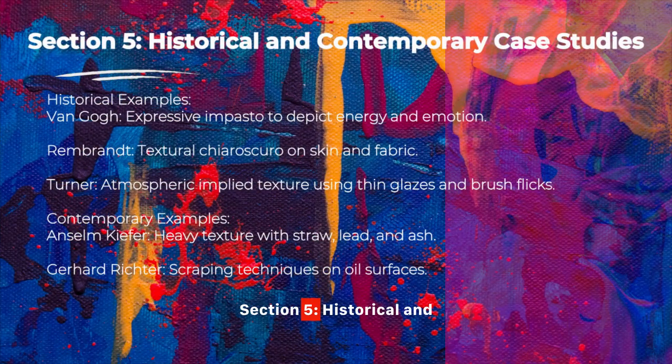Section 5. Historical and contemporary case studies. Historical examples. Van Gogh: expressive impasto to depict energy and emotion. Rembrandt: textural chiaroscuro on skin and fabric. Turner: atmospheric implied texture using thin glazes and brush flicks.